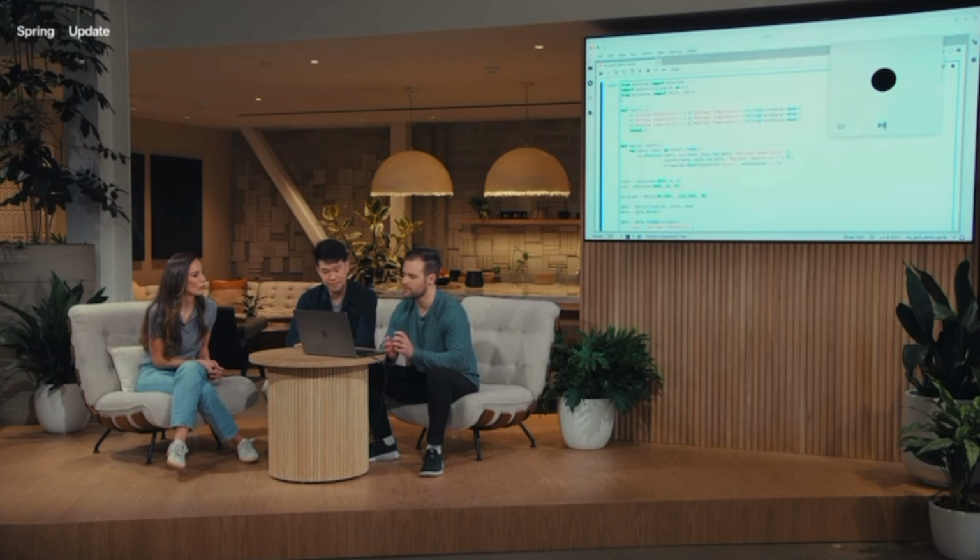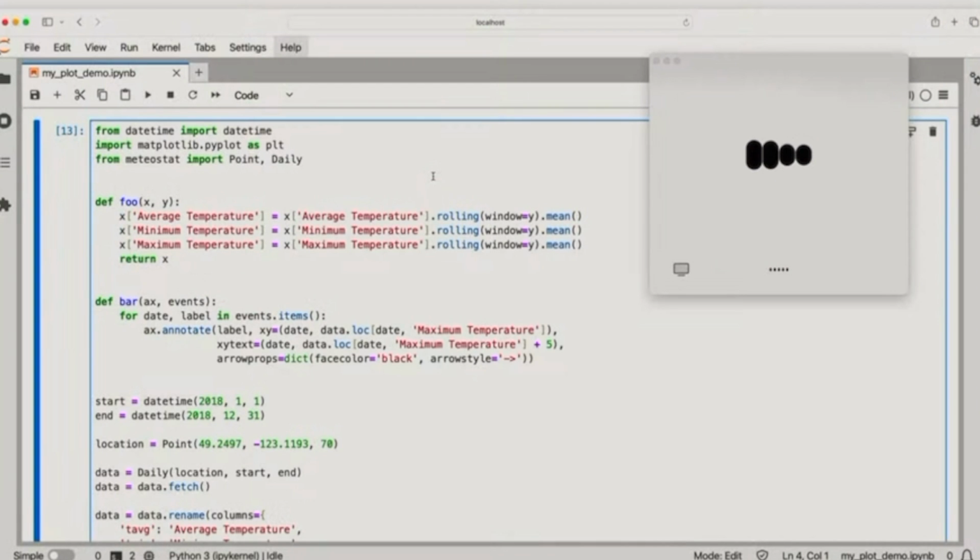Sure. The function foo(x, y) takes in a data frame x containing temperature data and a window size y for calculating the rolling mean. It smooths the average temperature, minimum temperature, and maximum temperature columns by applying a rolling mean over the specified window. With the foo function, the plot would show smoother temperature lines because the rolling mean reduces the noise or fluctuations in the data. Awesome. Thanks so much. So yeah, I definitely will want to apply this function.